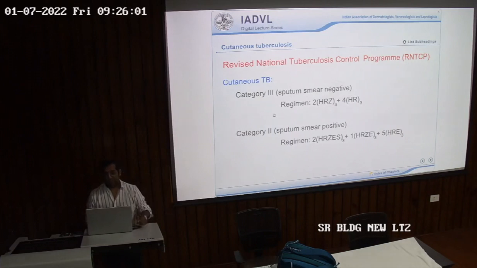TB category 1 sputum smear negative, category 2 sputum smear positive. Here are the following regimens: 2 HRZE plus 4 HR. In regimen 2 it is 2 HRZES plus 1 HRZE and 5 HRE.